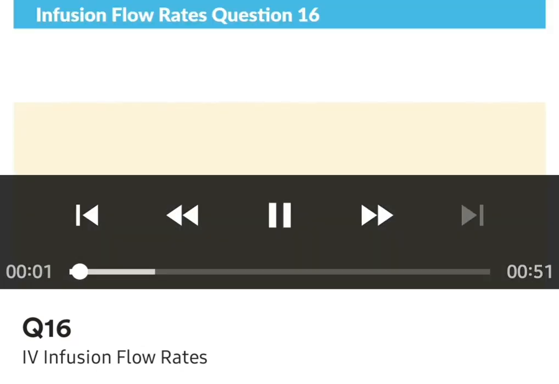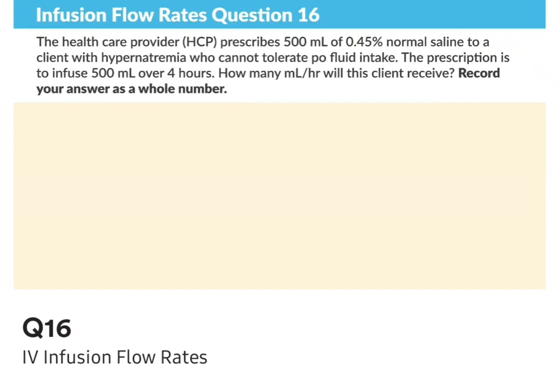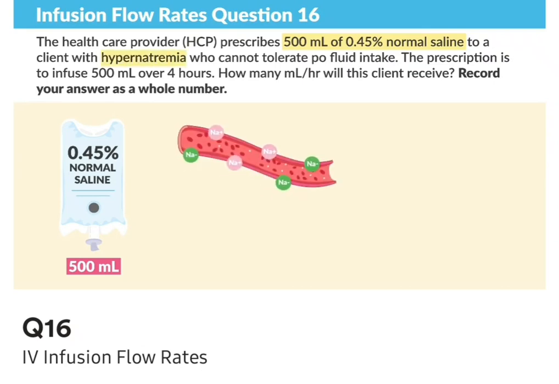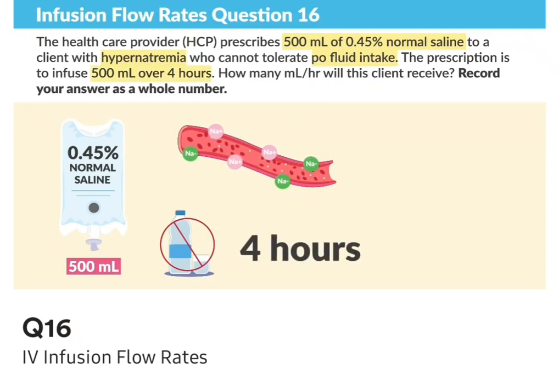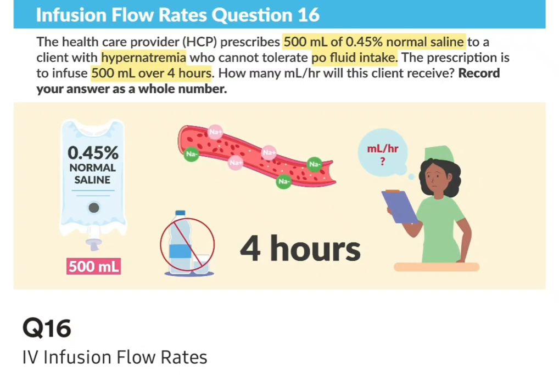Now for question 16 here, the HCP prescribes 500 mLs of a solution. It really doesn't matter the solution. 500 mLs to a client with hypernatremia, that high sodium, who cannot tolerate PO fluid intake. So the prescription is to infuse 500 mLs over 4 hours here. So how many mLs per hour will this client receive? Record your answer as a whole number.